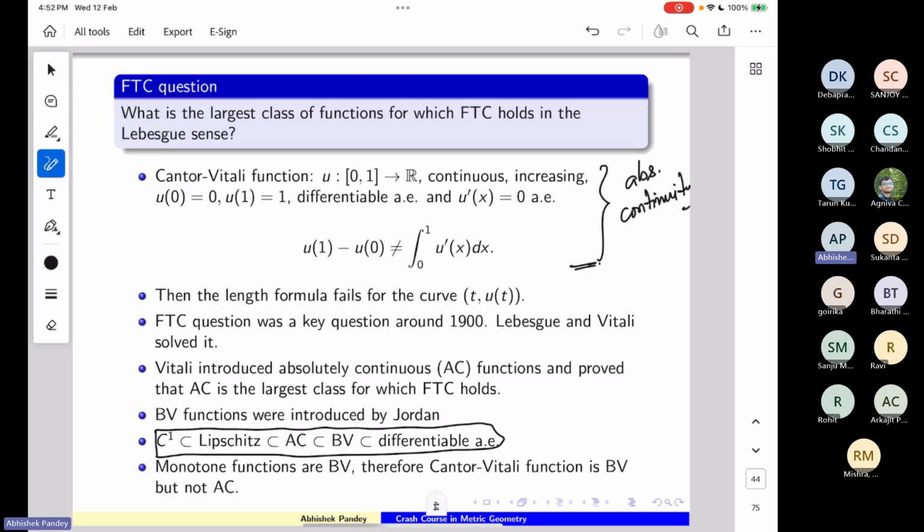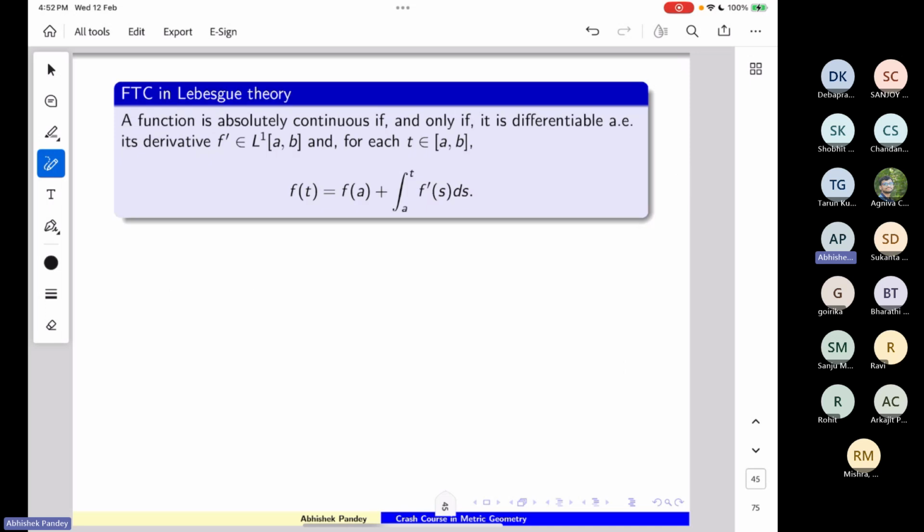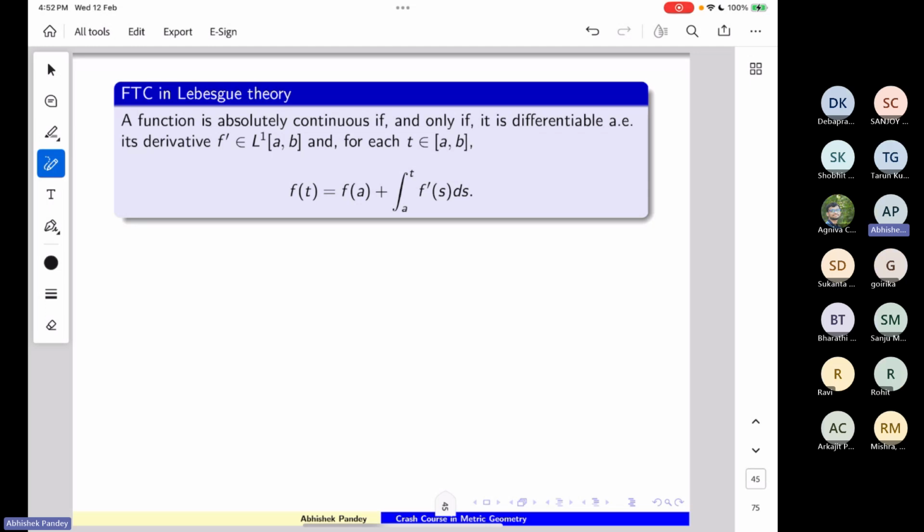So let me mention the theorem of Vitali. It says that a function is absolutely continuous if and only if it is differentiable almost everywhere. Its derivative is in L1, and for each t we have this one. So basically this integral of the derivative is basically f(b) minus f(a). Okay. So this solves the FTC problem. Basically, the largest class is the absolutely continuous functions.